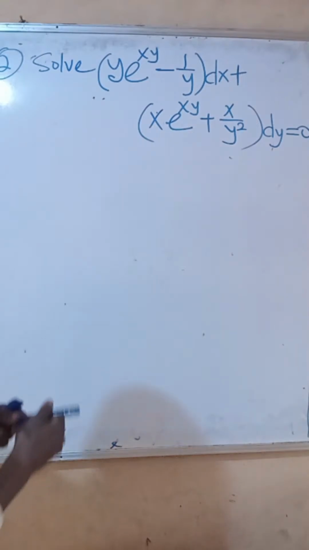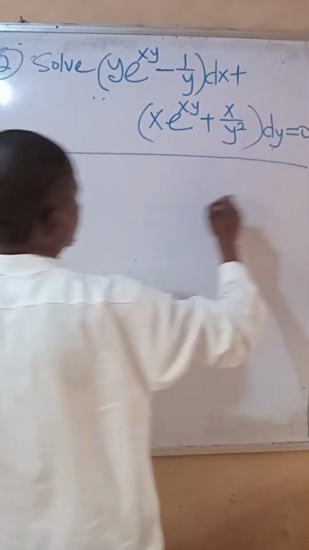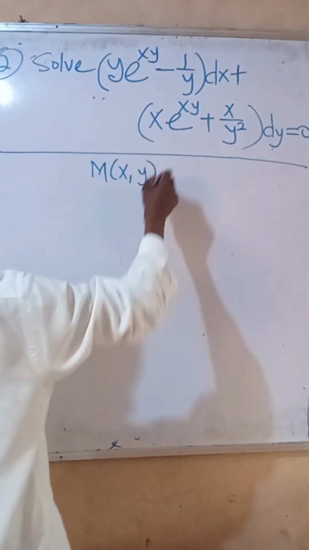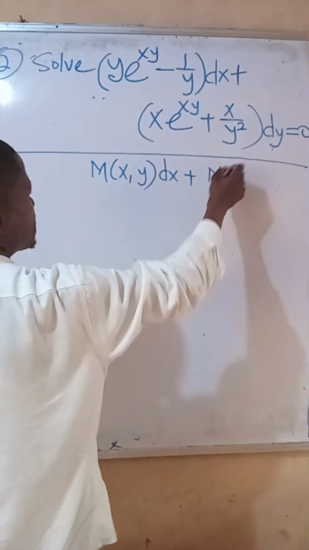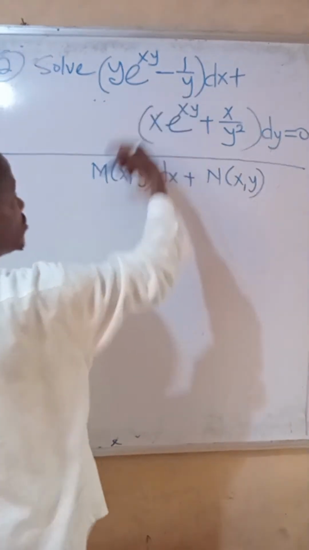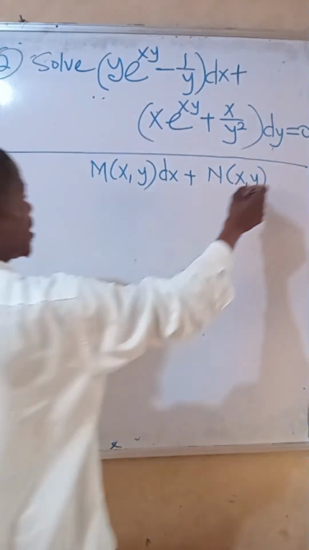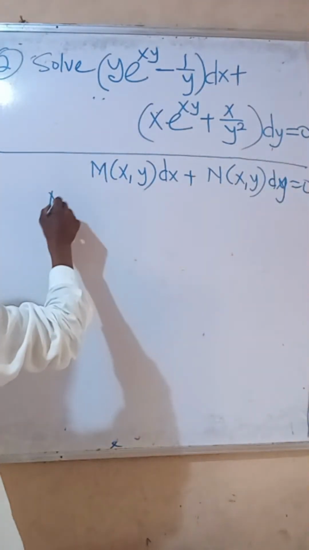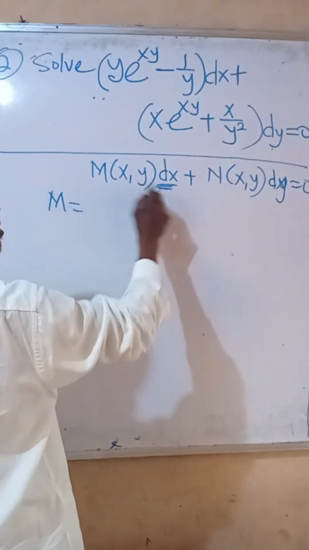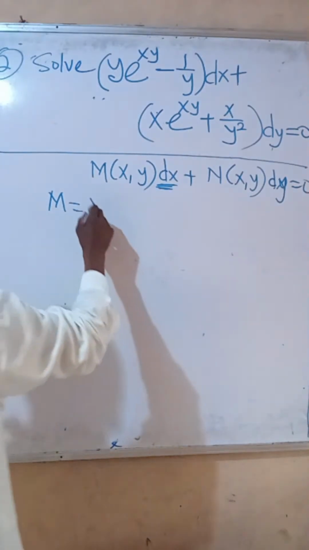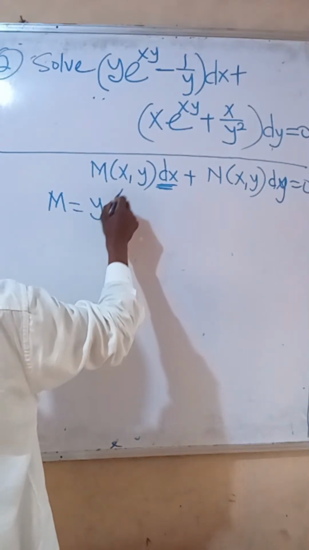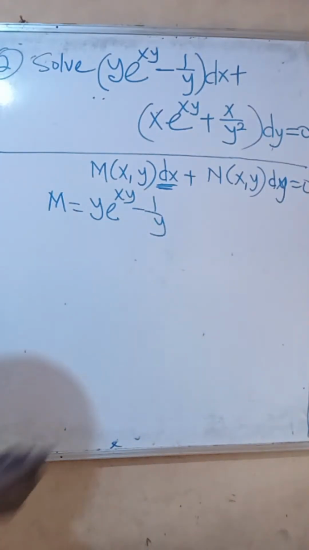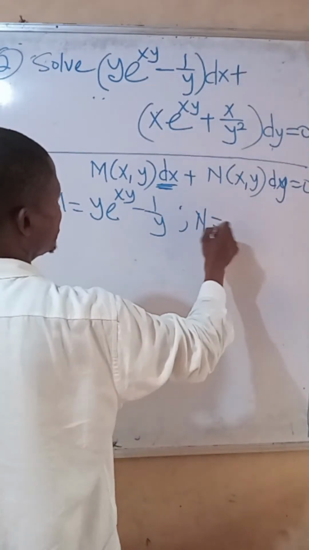So without wasting time, we correspond this one to the standard form, M(x,y)dx plus N(x,y)dy equal to 0, the functions of two variables x and y. So my M, don't forget I said the attachment to your dx is your M. So that will be equal to y e to power xy, minus 1 over y. Okay, and then my N is this one.